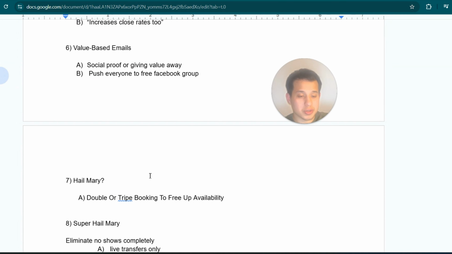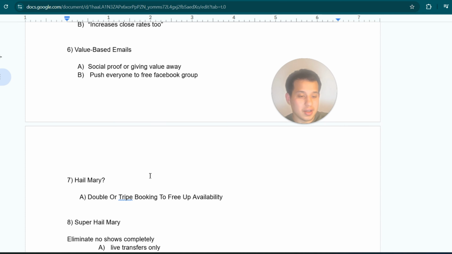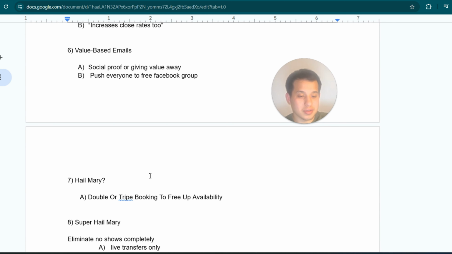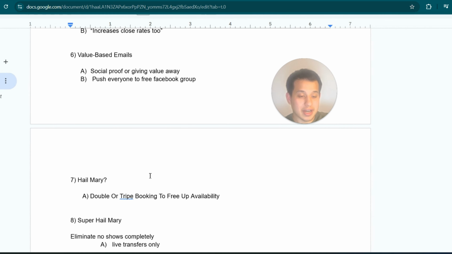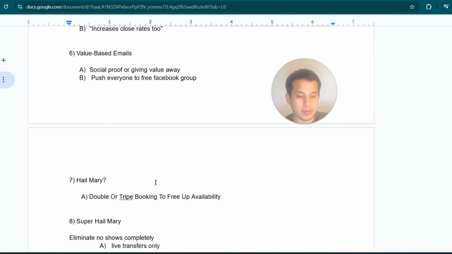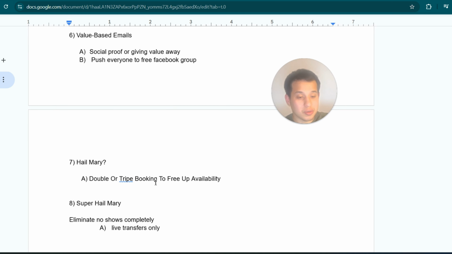so let me just double and triple, because even though my show rate is pretty decent now, I just want more calls. And if I know 50% of them are not going to show up, I might as well double book the calendar every single time. So at least I know one is guaranteed to show up, so that way I have more availability, and that way I don't waste my time.